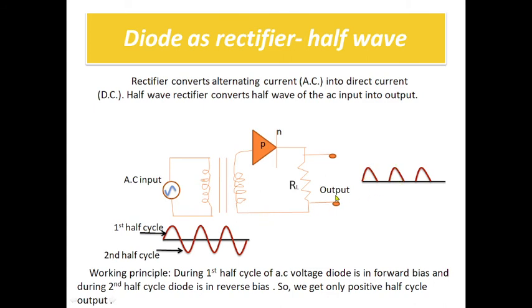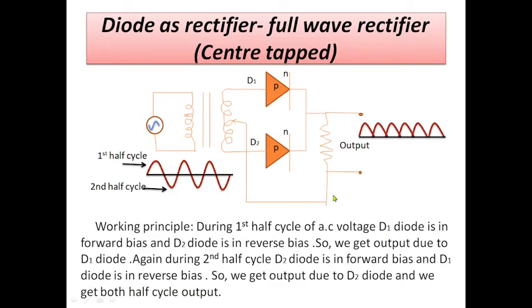Now full wave rectifier. In the centrally tapped full wave rectifier, we use two diodes. This is the primary circuit, this is the secondary circuit. When AC current is applied, for the first half cycle D1 is activated, but current is blocked by D2, so D2 is off. The current will pass through D1, then goes through the output or load, and returns through the wire touching this coil, and the circuit is closed, so we get the output.